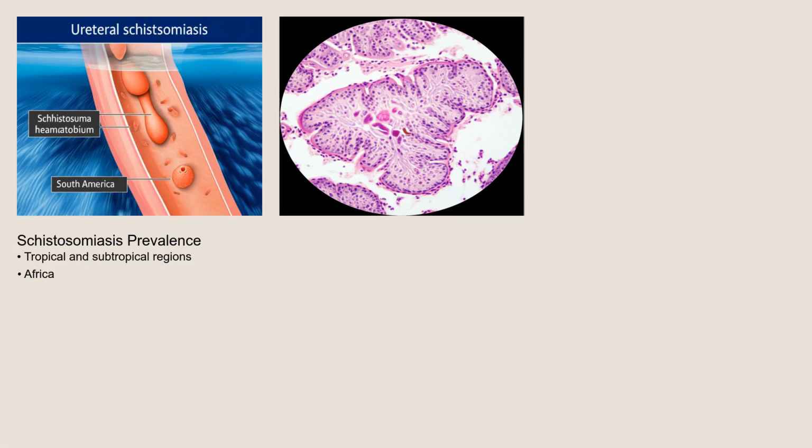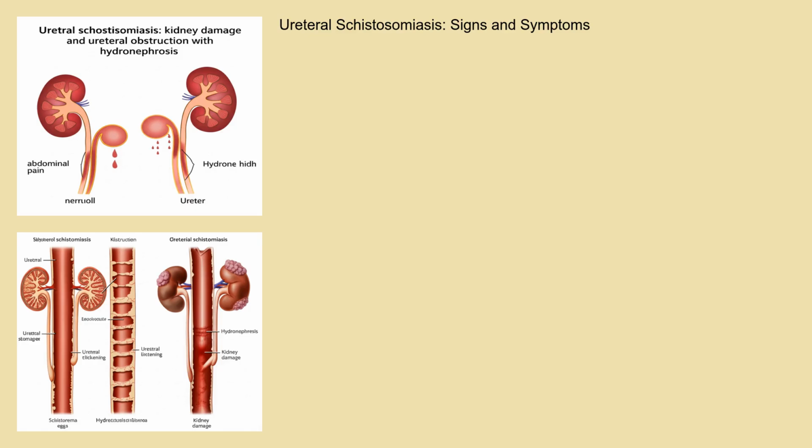Risk factors include living in or traveling to these regions, especially if engaging in activities involving contact with freshwater sources known to be contaminated. The signs and symptoms of ureteral schistosomiasis can vary depending on the severity of the infection and the extent of ureteral damage. Common symptoms include hematuria, which is blood in the urine, dysuria, or painful urination, frequent urination, and abdominal or flank pain. In more advanced cases, ureteral obstruction can lead to hydronephrosis, which can manifest as back pain, recurrent urinary tract infections, and even kidney damage. Some individuals may remain asymptomatic for extended periods, making early detection challenging.